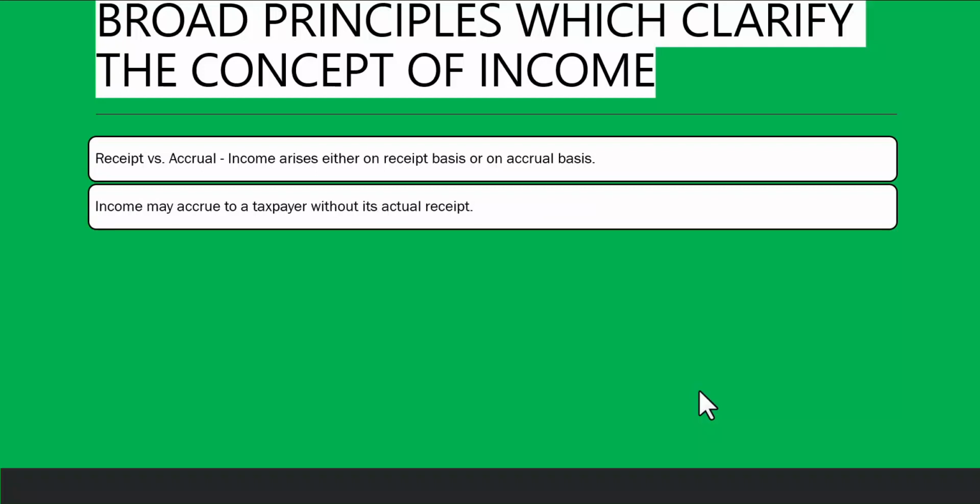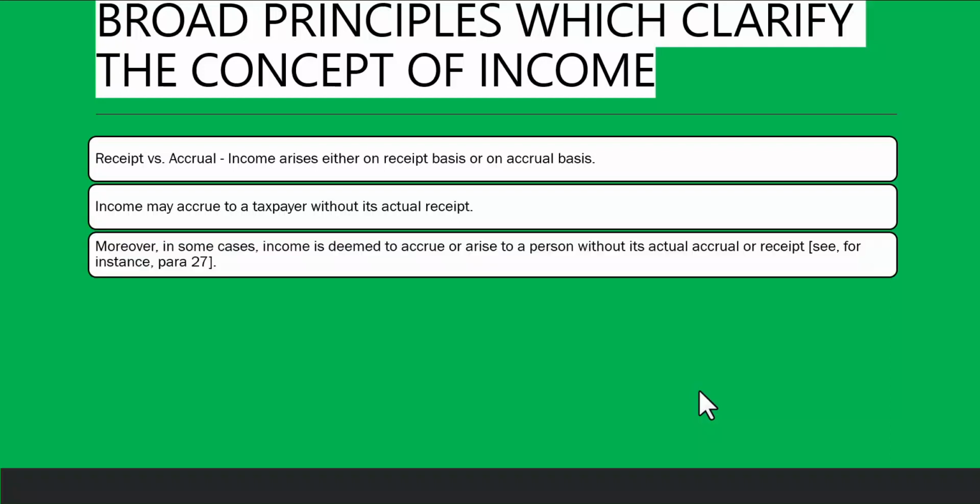Income may accrue to a taxpayer without its actual receipt. So, I have not received the money so far, but I have already given the lectures. I'm getting my money only in the next year, but I have to pay tax in the year in which I have earned that money. Moreover, in some cases, income is deemed to accrue or arise to a person without its actual accrual or receipt.